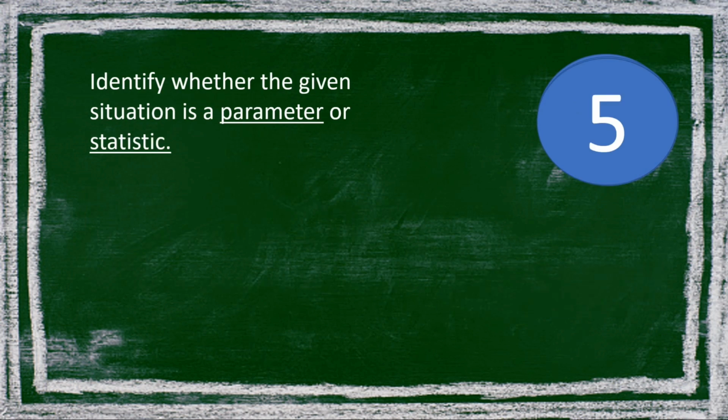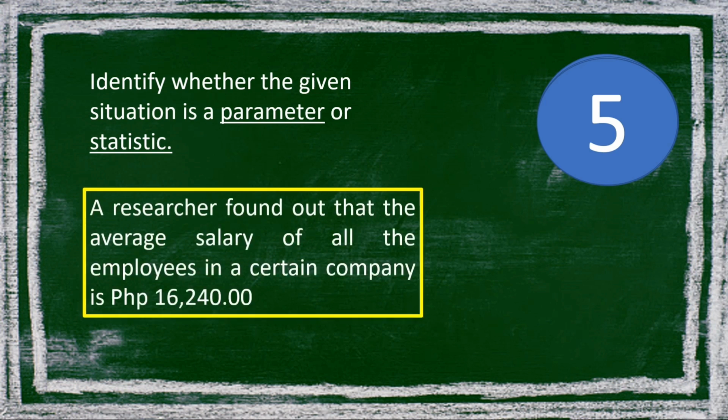This time, let us have the second activity. Identify whether the given situation is a parameter or a statistic. Let's begin. A researcher found out that the average salary of all the employees in a certain company is 16,240 pesos. Parameter or a statistic? Time's up. The correct answer is parameter.